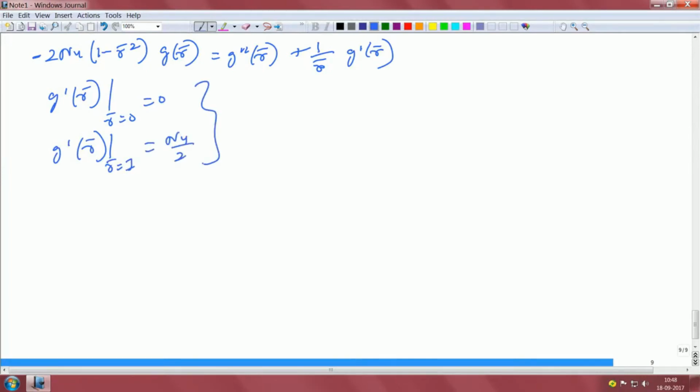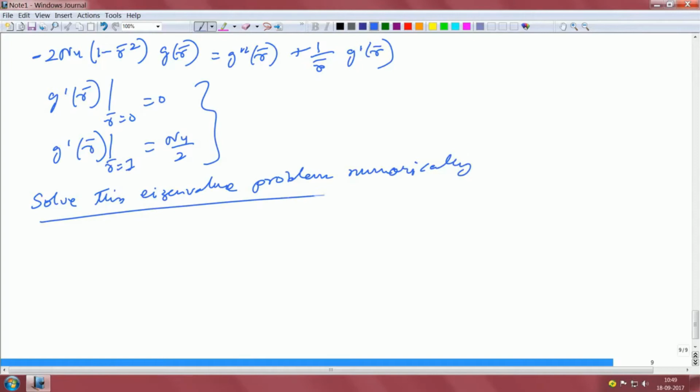Two particular definitions we have. Now, solve this problem. This basically is an eigenvalue problem. So, solve this eigenvalue problem numerically to get the answer.